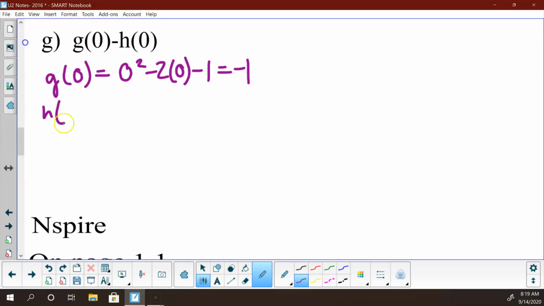And h of 0 is 1 minus 0, and that is just 1.